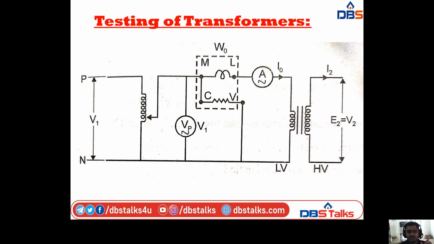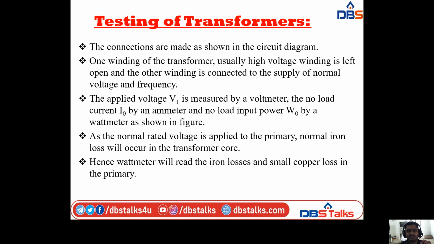Coming to the explanation, that is the operation of the open circuit test on a transformer: one winding of the transformer, that is usually the high voltage winding, is left open, and the other winding is connected to supply of normal voltage and frequency. Previously I said that one winding, usually the high voltage winding, that is the secondary winding, is left open, and the other winding is connected to supply of normal voltage and frequency. The applied voltage V1 is measured by a voltmeter.